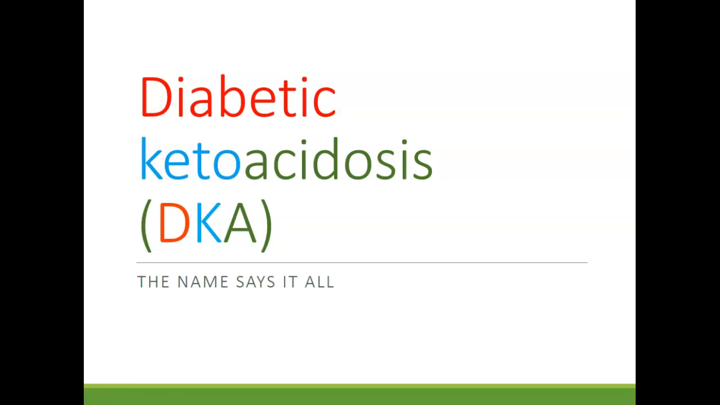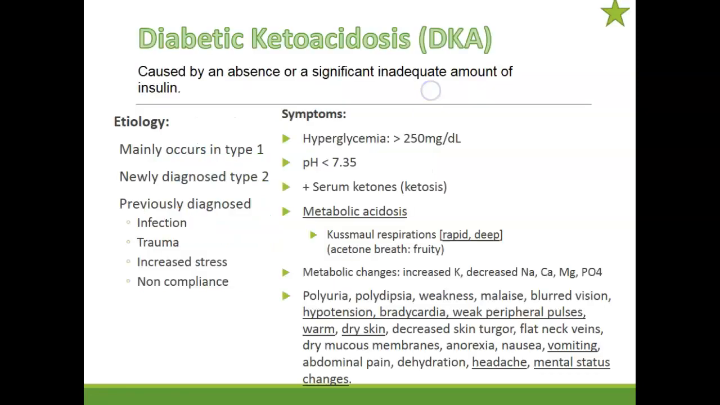Diabetic ketoacidosis. The name says it all. When I say diabetic, I think of hyperglycemia. When I see keto, I think of ketones, which is a breakdown of fats, and acidosis, which I'm thinking of metabolic acidosis. Also, when I think of diabetic, with that hyperglycemia, I'm thinking of some of the 3 Ps. So I'm really concerned that this patient might be dehydrated. With all those things in place, it should give you a good sense of how you need to treat them.